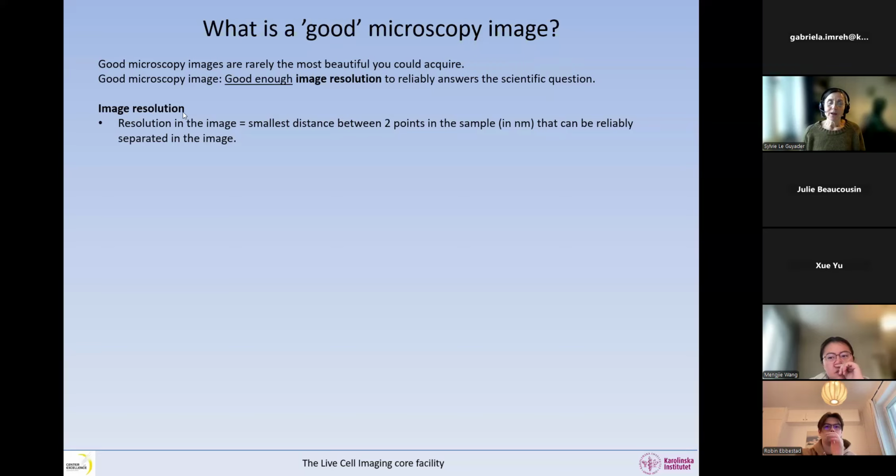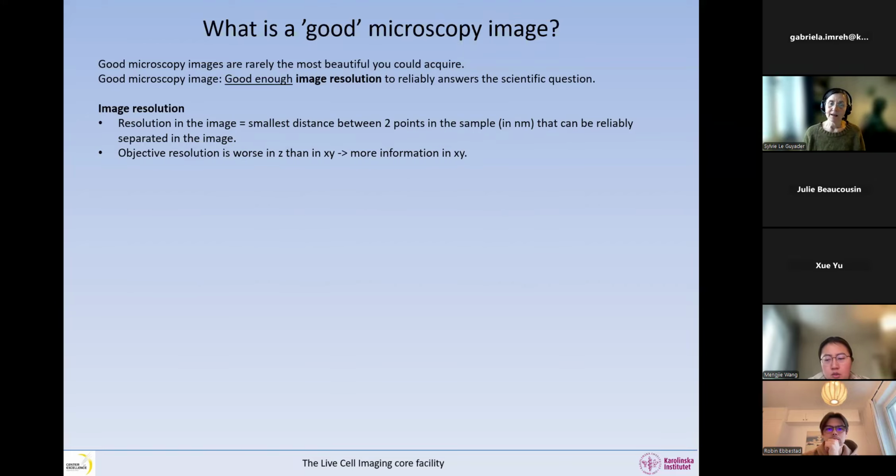So what is the image resolution? This is an image that you're getting. What is the resolution? It is the smallest distance between 2 points in the sample, so this is in nanometers, that can reliably be separated in the image. This is what we mean by the image resolution. The image resolution is the final one that you're getting when you're analyzing. So that's the one that matters, really, is the image resolution.